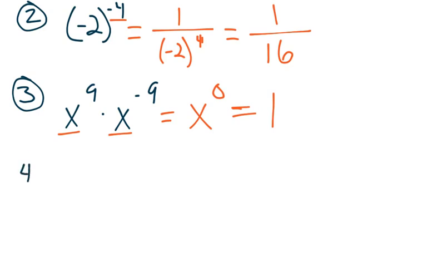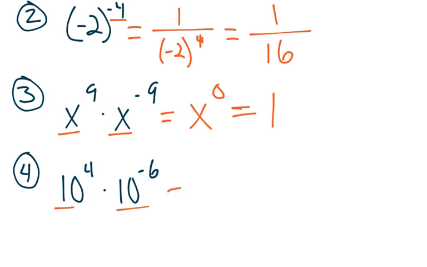Number 4. Let's try another one here. How about 10 to the 4th times 10 to the -6th power? Again, I see same base, we're multiplying, so we add the two exponents together. The base does not change, it's still 10. 4 plus -6, same thing as 4 minus 6, that would be -2. Now what I see is a negative exponent. So let's make it positive.